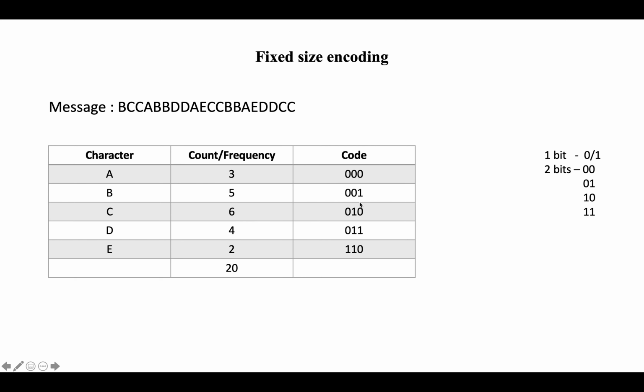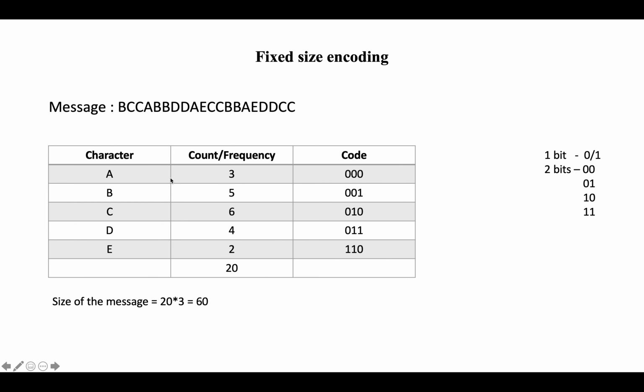So now we will calculate the size of this message. Each character is getting 3 bits. The total characters in the message is 20. So the size of the message will be 20 cross 3, that is 60.